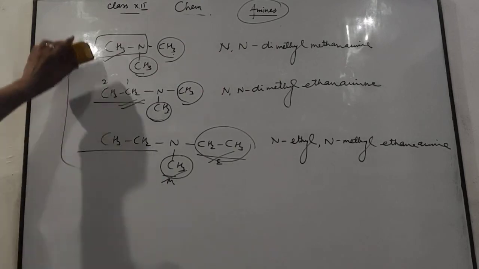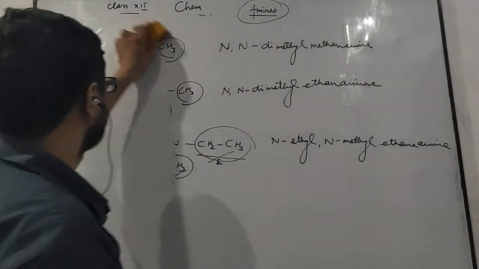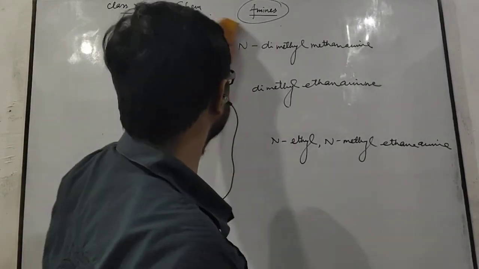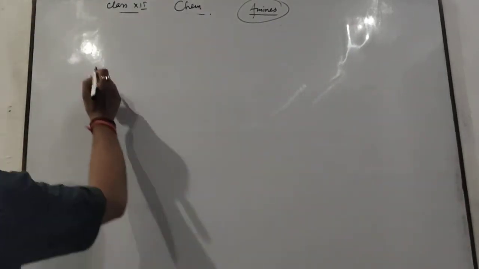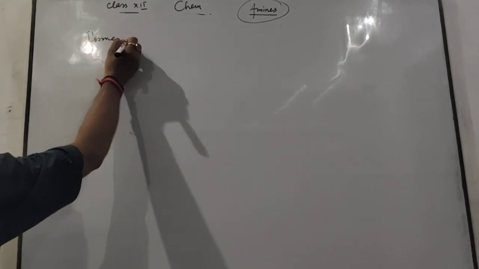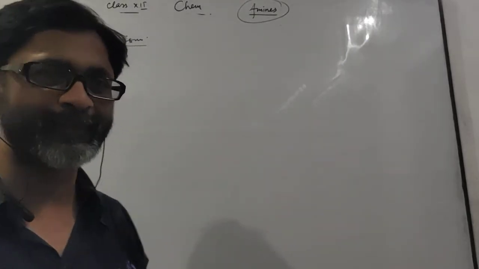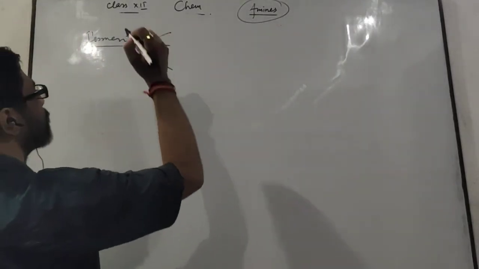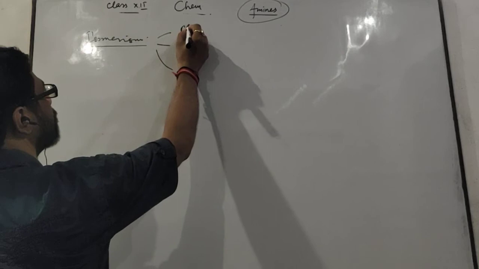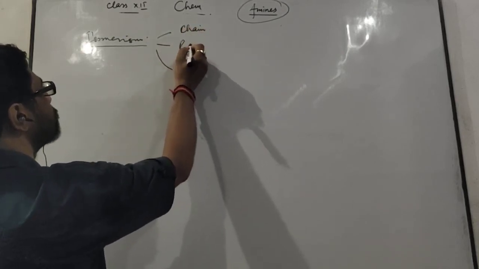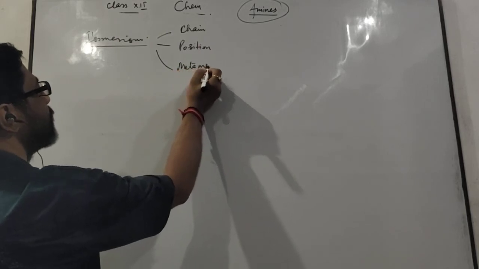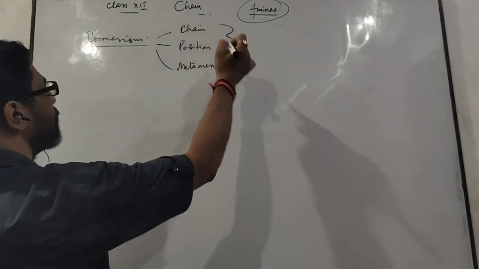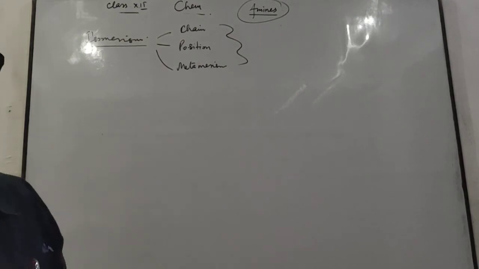Okay, like this. Now I am going to continue the isomers of amines. Isomerism shown by amines. Which type of isomerism is shown by amines? Amines show 3 types of isomerism. First one is chain isomerism, second one is position isomerism, and third one is metamerism. These 3 types of isomerism are shown by amines.